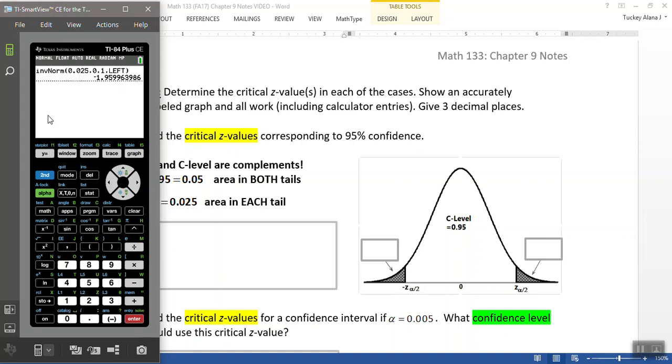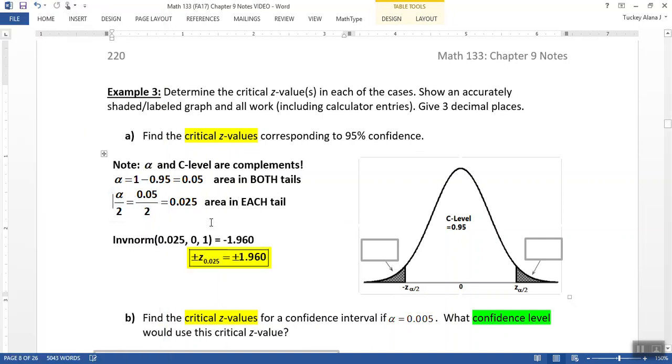New calculators like the one I'm working on, you actually have another option. So on new calculators, you can hit inverse norm, and you can tell it 0.95, 0 and 1, but then tell it the center. You're saying, hey, the center of my curve is 0.95, and I hit paste, and then hit enter, and it's going to give me both numbers, the negative and the positive. So you get negative 1.960 and positive 1.960, and that gives you both values.